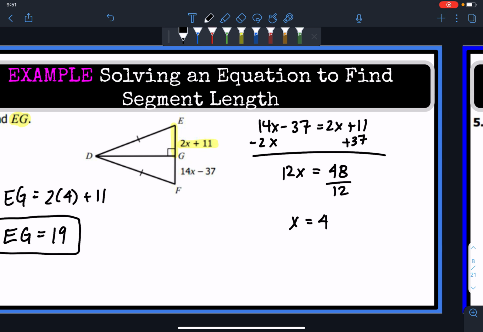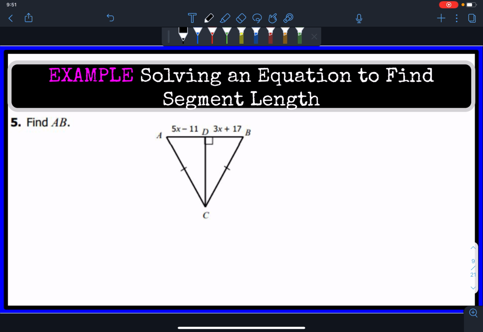Alright, so let's move on to our fifth example now. In our fifth example, we now want to figure out the distance from A to B, which is now this entire distance here. That's going to require us to plug in the value of x into either one of these two segments there, and then simply double it, because they're going to be congruent.